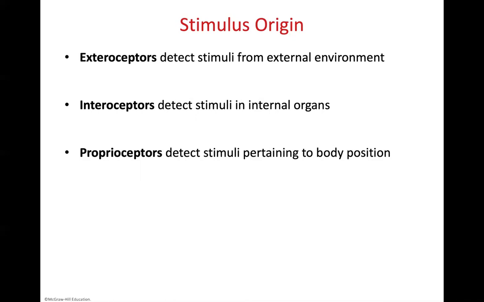This last one is sort of in between these two, so it's not exactly the outside world, but not exactly the inside world either. These are proprioceptors, and they detect stimuli that pertains to body position. These are found in muscles and tendons and joints, and this is how you're aware of what position your body is in at any given time.